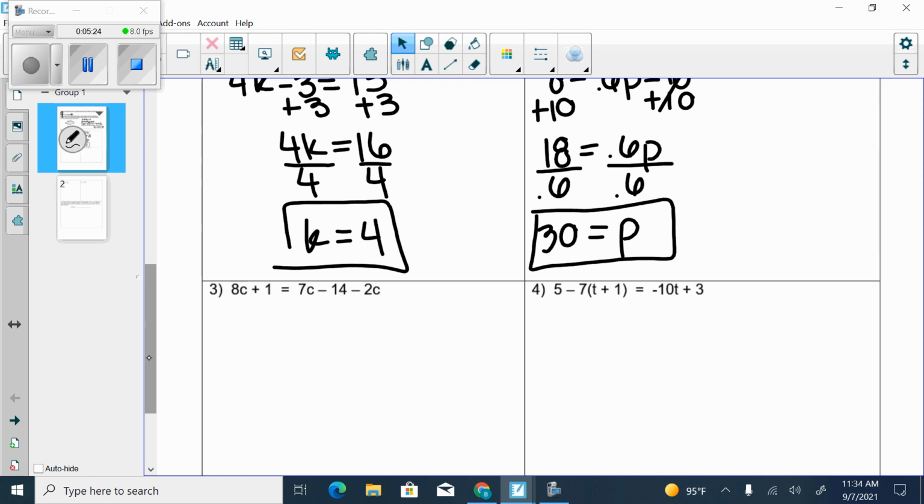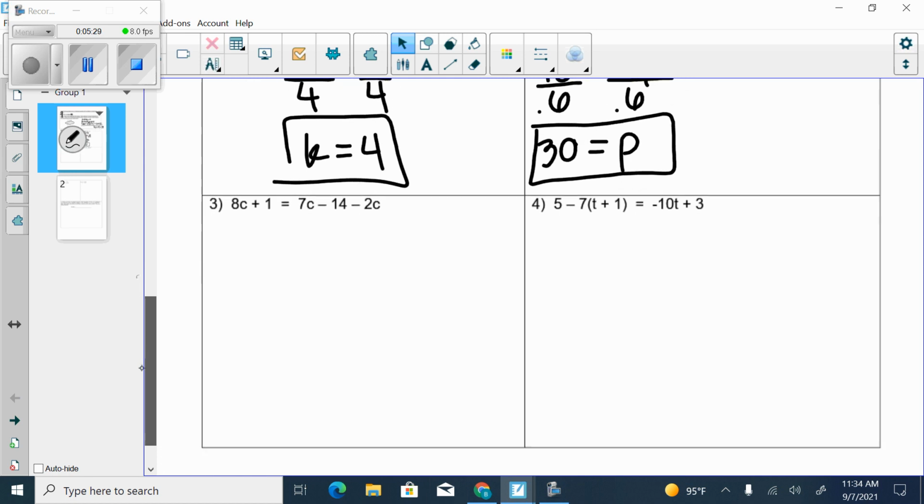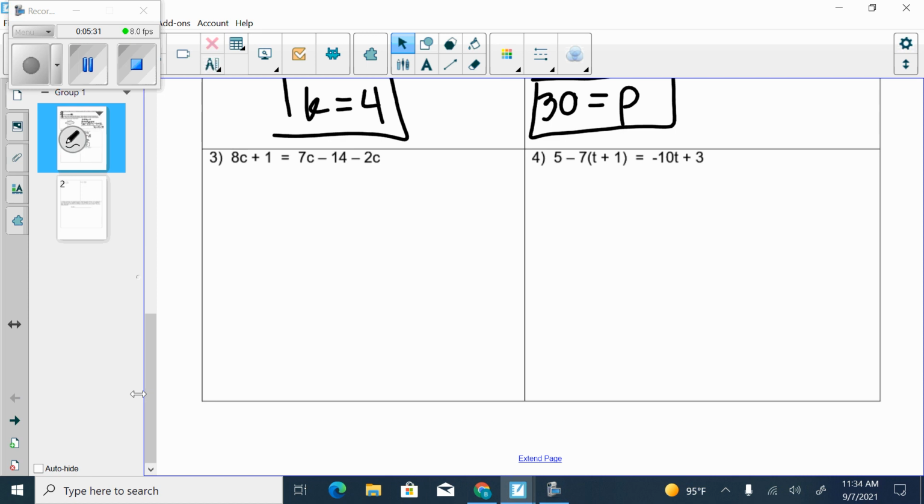Okay, number 3. This one's going to have an extra step to it. What does it look like we should do first on number 3? Right, we've got to combine any like terms that are already on the same side of the equal sign. Do we have anything that's the same over here on the left? What's the same on the right? Right, so I'm going to have to put those two things together because they're like terms. So I'm not going to touch the left side just yet.